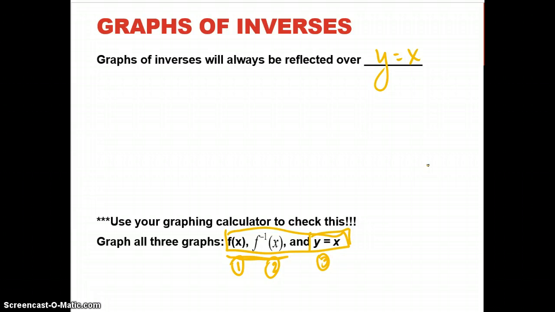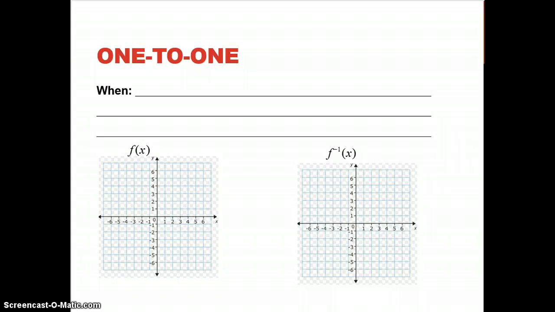If points do not reflect across, then you've found the inverse function incorrectly, and you'll need to go back and double check this to ensure that you have the correct solution. We will talk more about these graphs in class. But the main thing to remember from this page is that you want to graph the original function, the inverse, and y equals x in order to verify that they are inverses.